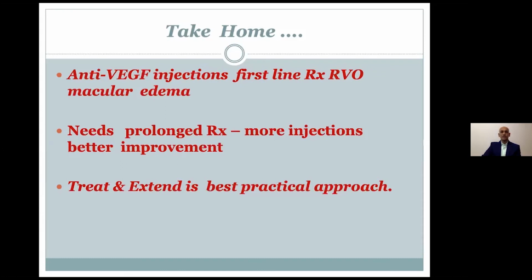Retinal vein occlusions need quite prolonged treatment. What we have seen is that the more injections the patient receives, the better the improvement and the outcome. And we have found that treat and extend is the best practical approach in these conditions, wherein the patient receives as few injections as possible with maximal vision gain and the best visual outcomes. In case there are any non-responders or suboptimal treatment, then of course steroids are the next line of treatment.